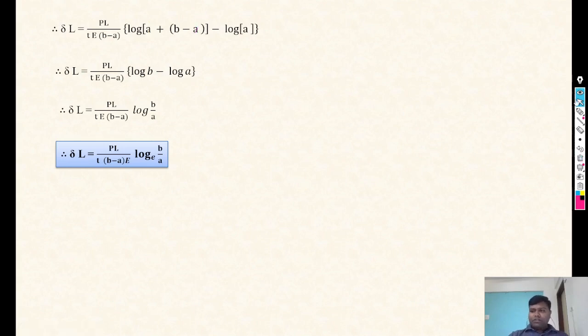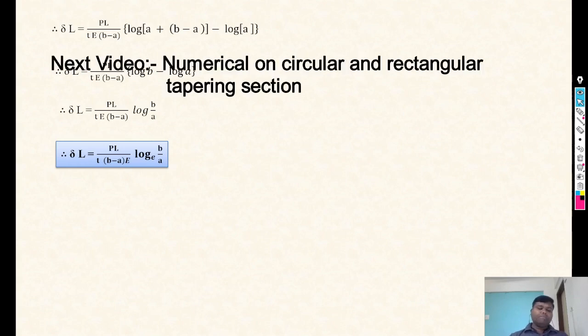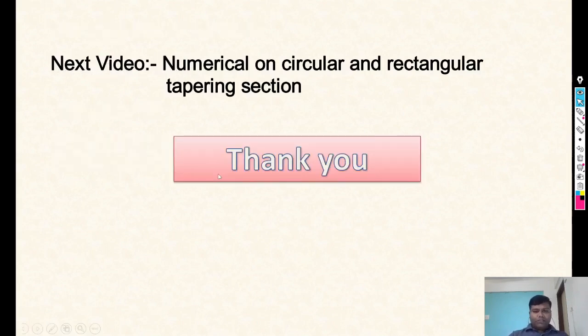But yes, from the university exam point of view, these questions will be asked for a few marks, maybe 2, 3, 4 marks. The derivation: derive the formula for change in length of rectangular tapering section or the circular tapering section. So remember this formula. In the next video we will see the numerical on the tapering section. Both numericals we will cover in the next video, circular tapering section as well as rectangular tapering section.